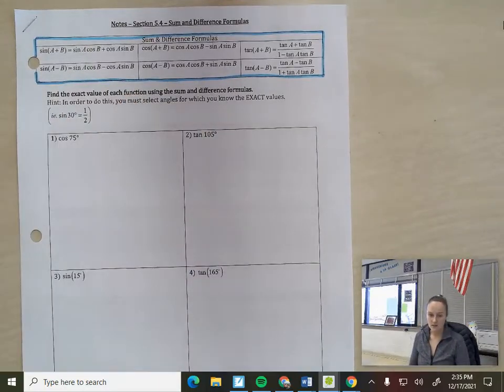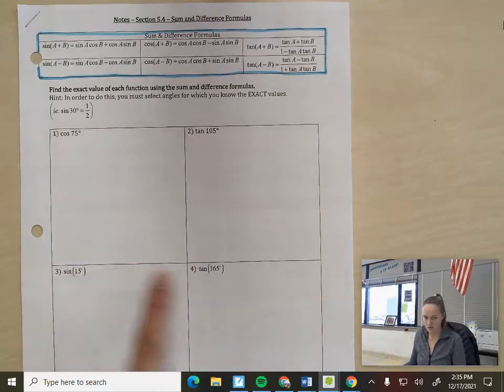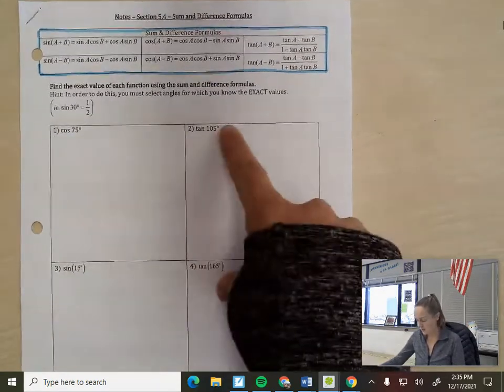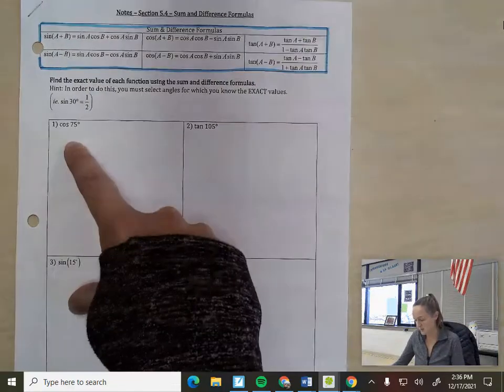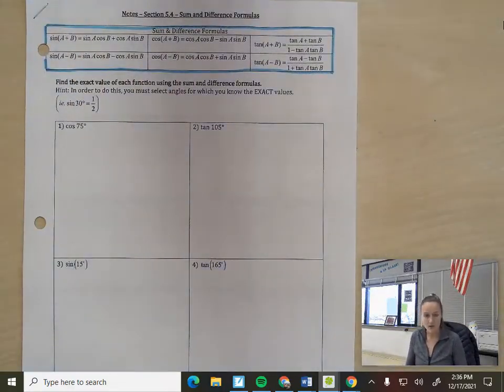So basically, whatever formula you need comes directly from whichever function you are trying to use. These two will use the tangent functions, these two will use the sine and cosine functions. So the very first one is sine or cosine of 75 degrees. In order to use these formulas, we need to find two angles that we know exact values for.